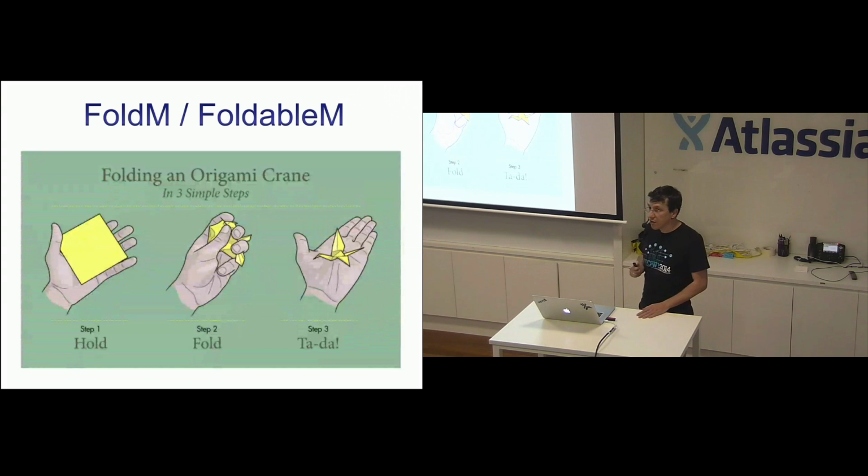So that's what the Origami library provides. It provides two abstractions. One to describe what is a fold, what does it mean to fold data, and another one is what is a foldable, what does it mean to be able to stream elements for something that's going to fold them.